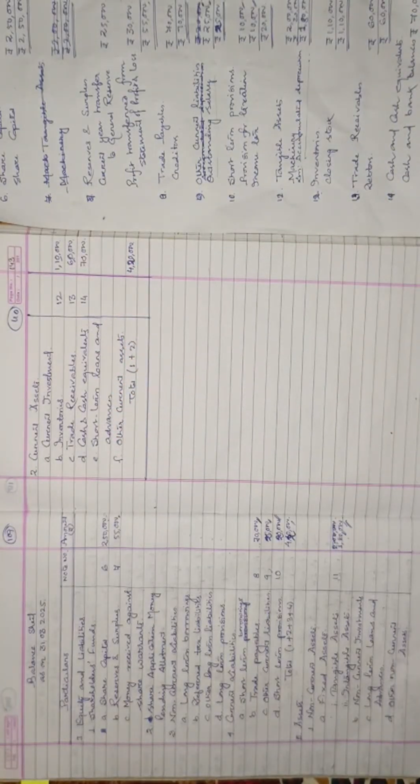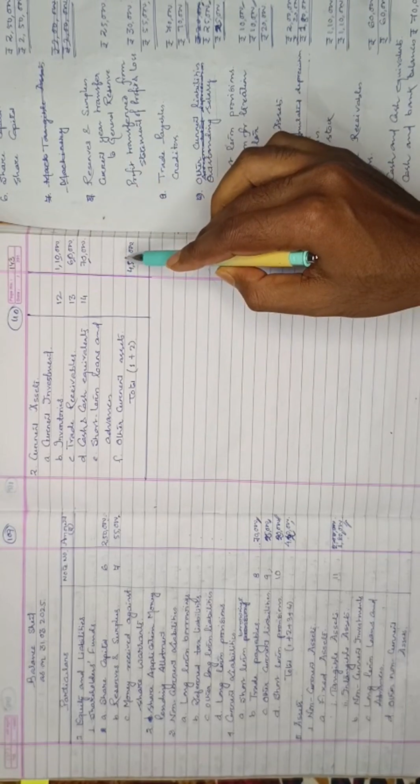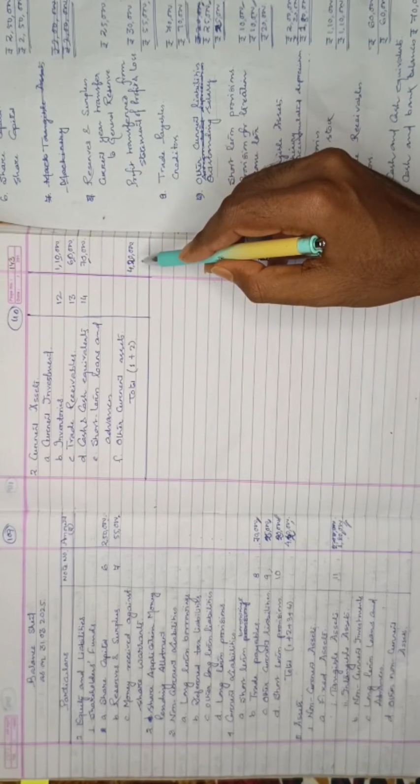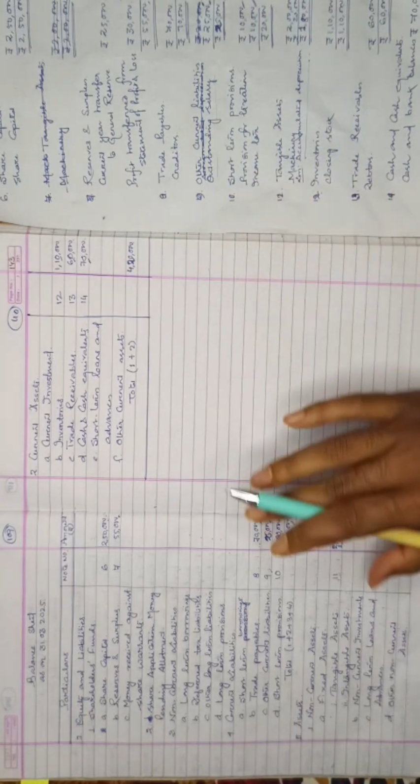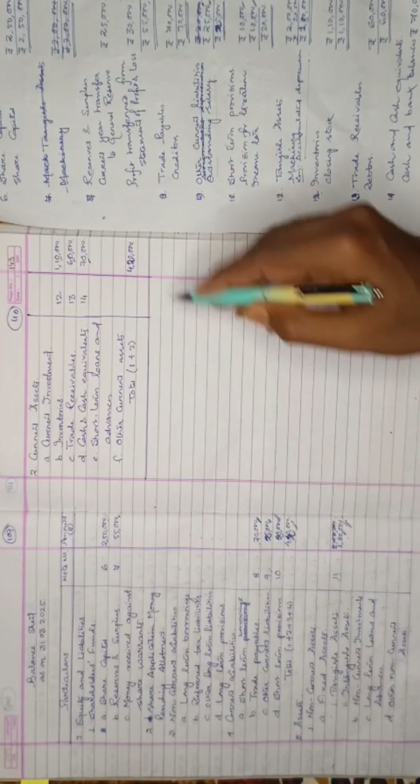Cash and cash equivalents, as given in the trial balance, 70,000. I am showing 70,000 here, and altogether it is coming to 4,20,000. So both sides of my balance sheet matched, with 4,20,000 on each side.